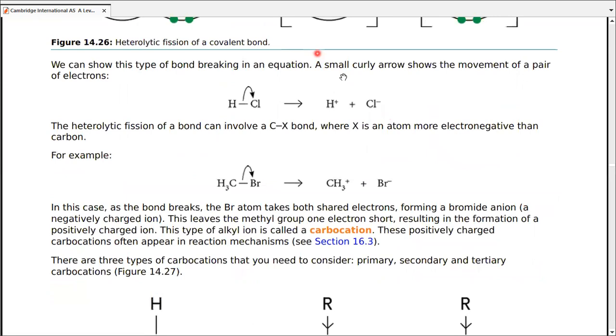In this case, we do not break an arrow into two halves. We properly use an arrow. The tail is always shown at the covalent bond. The head shows the atom which gets both of the electrons, which means the one that is about to become a negative ion. So you would see these kinds of arrows.